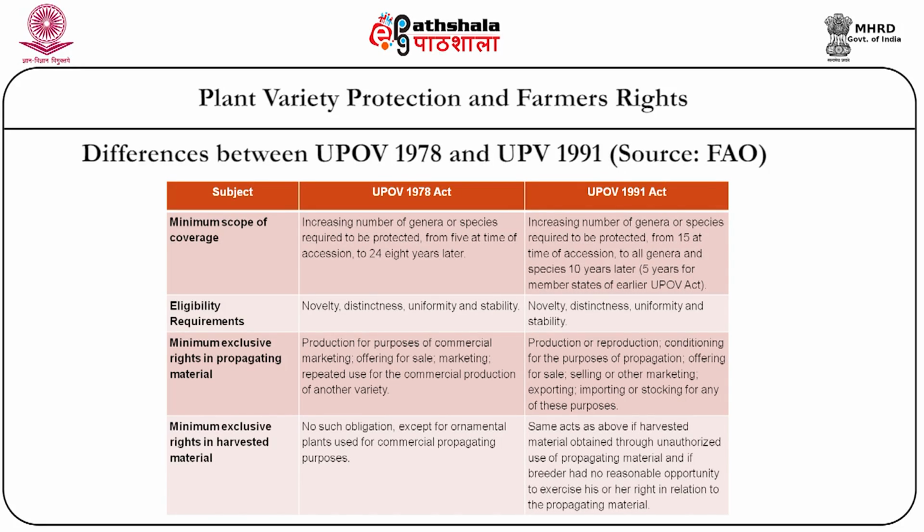Minimum exclusive rights in harvested material: no such obligation under the 1978 Act, except for ornamental plants used for commercial propagating purposes. The same acts in the case of the 1991 Act apply to harvested material obtained through unauthorized use of propagating material, if the breeder has no reasonable opportunity to exercise his or her right in relation to the propagating material.